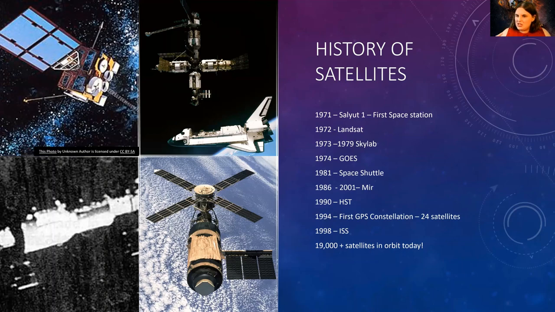So what does it mean by GPS constellation? I'll describe that in the next slide. And then, of course, you have the International Space Station, the first big, huge collaboration with many different organizations to allow people to stay in space for a long period of time. In fact, to this date, we have over 19,000 satellites in orbit from different countries for different purposes. That's a lot of satellites.